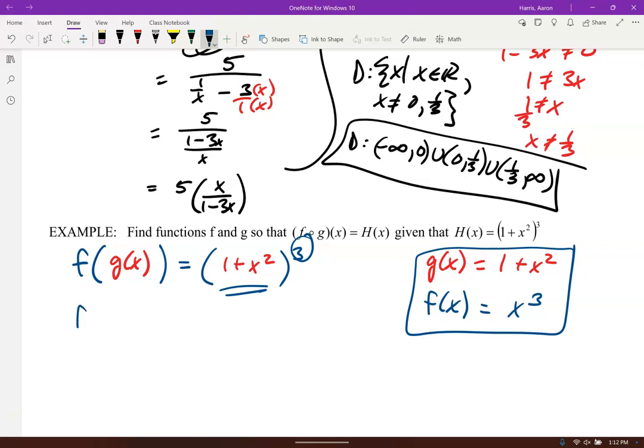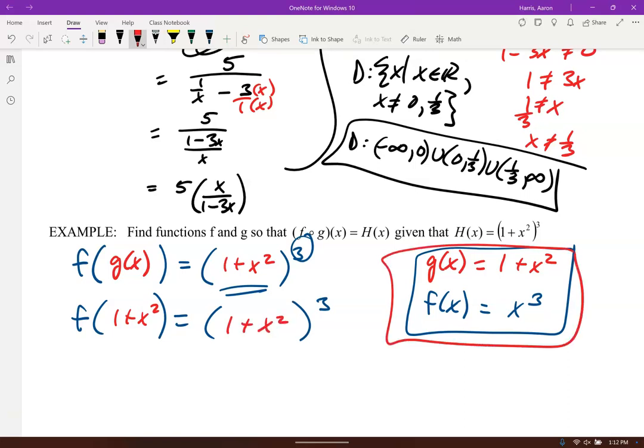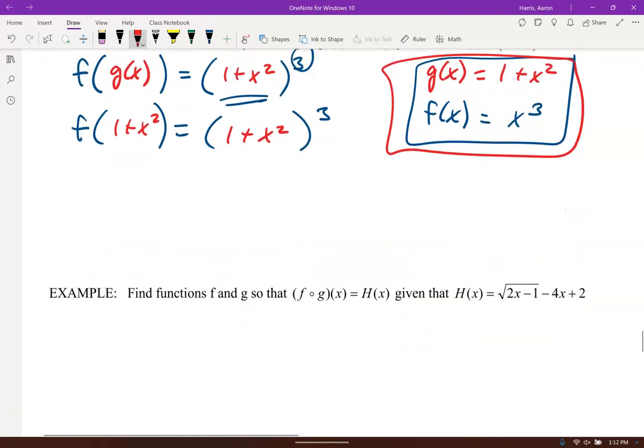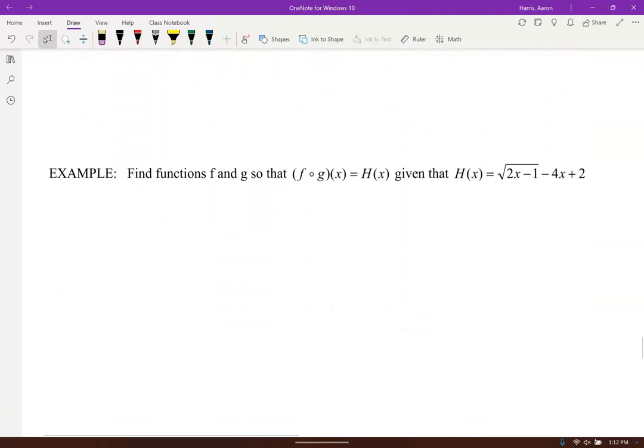And you could always check it. If you check it and you're like, well, what's f of g of x? You'd find it. You say, well, f of x I'm claiming to be x cubed. G's going in. Is that what we had? Oh, yeah, that's it. So this sure enough does work. All right, how about this one? This one might be a little bit harder to see.